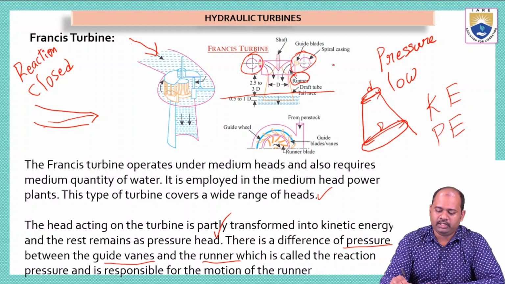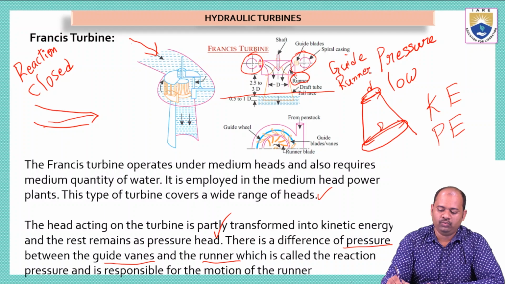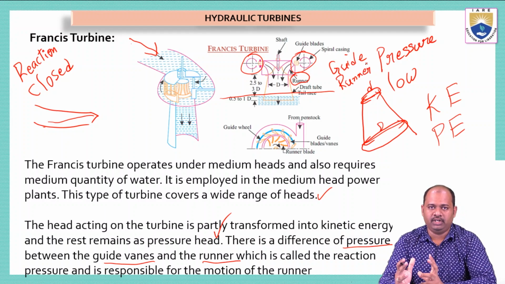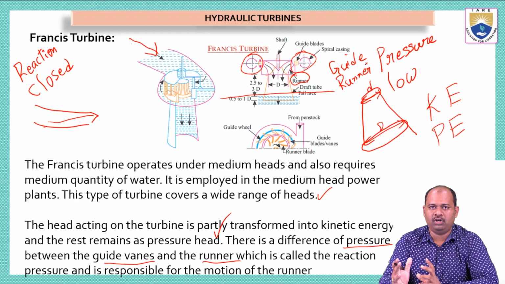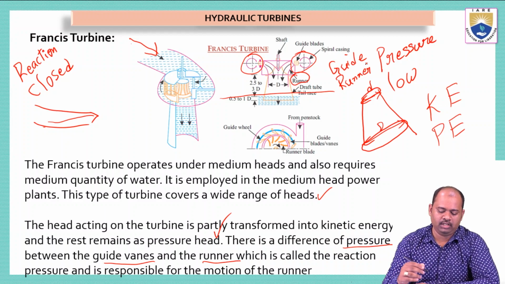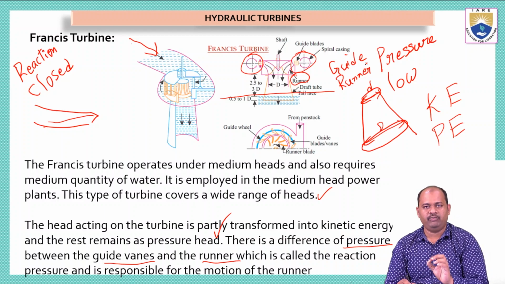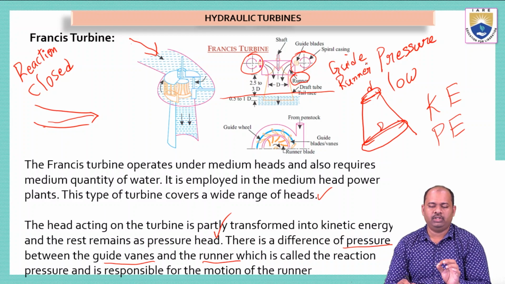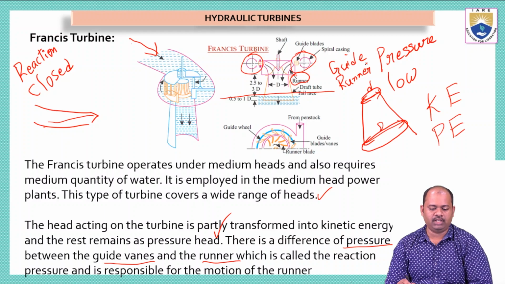Now, the pressure between the guide vanes and the runner has to be different. There should be a small difference in pressure between these two. That is how the runner will rotate. If the pressure is the same, there will be no motion. Here the pressure is different in the guide vanes and the runner, so this pressure difference makes the turbine blade rotate. This is the basic introduction of the Francis turbine.